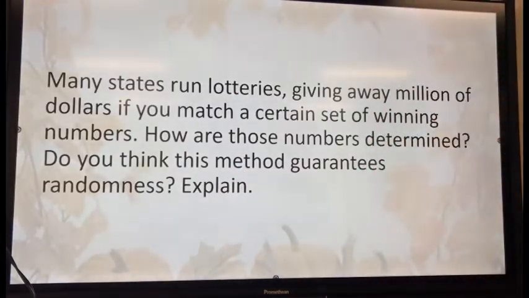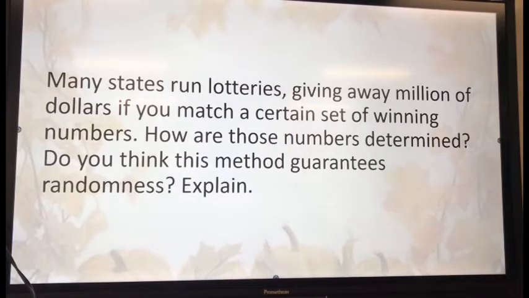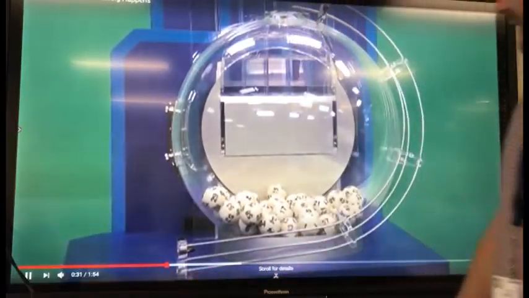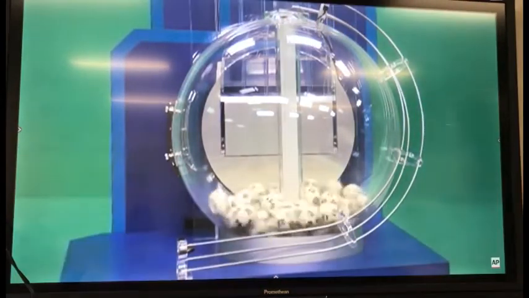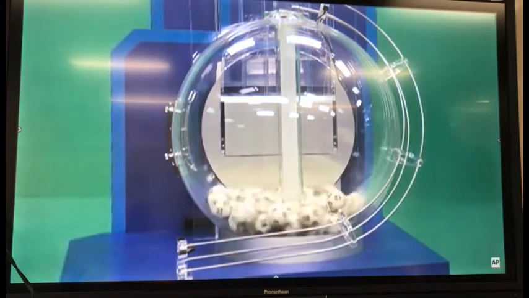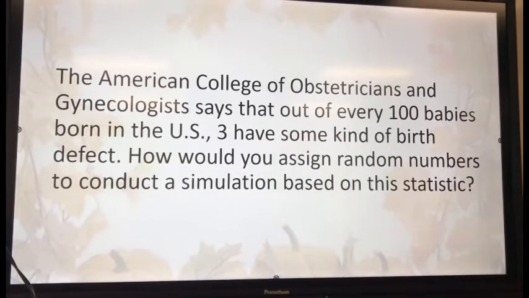Let's look at this one. Many states run lotteries, giving away millions of dollars if you match a certain set of winning numbers. How are those numbers determined? Do you think this method guarantees randomness? So first think, how does the lottery work? Does anybody know? Here's how lotto numbers are picked. Pretty similar to drawing names out of a hat. Do you say this selection is random? Yeah. No? Why did they put these big words in here for math teachers?